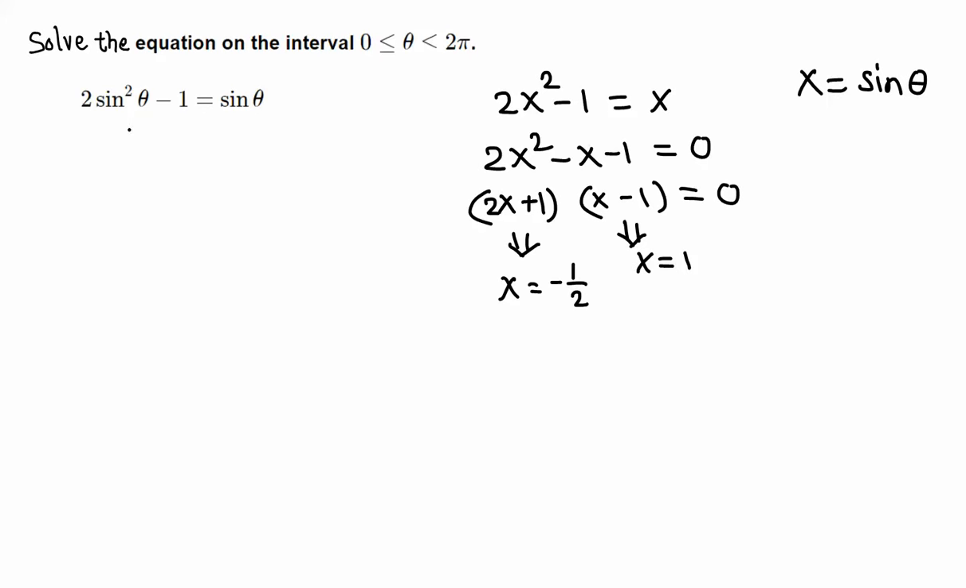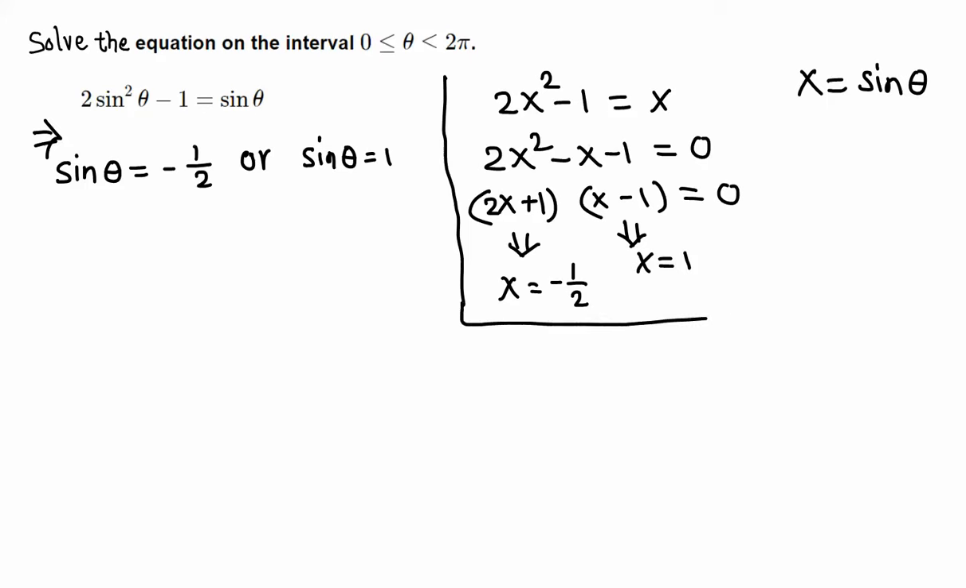So that means in our case, because our x is sine theta, sine theta equals negative 1/2, or x equals 1 means sine theta equals 1. Now we want to find the angles theta whose sine is negative 1/2, and same thing whose sine is 1. Looks like this is easier.